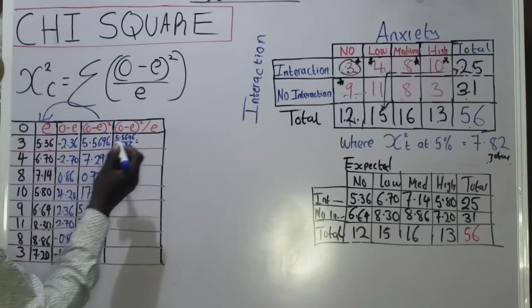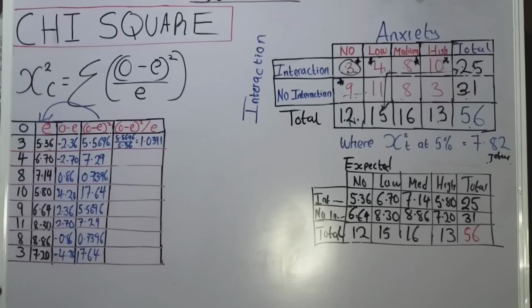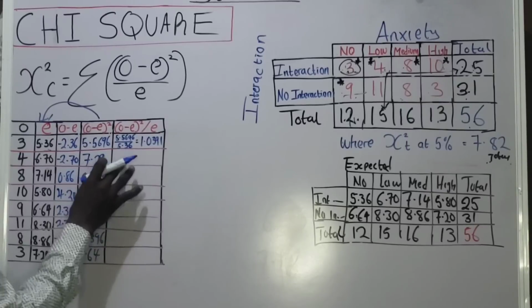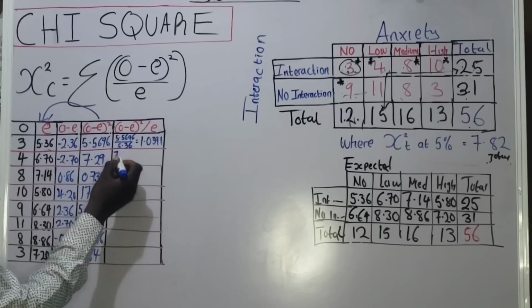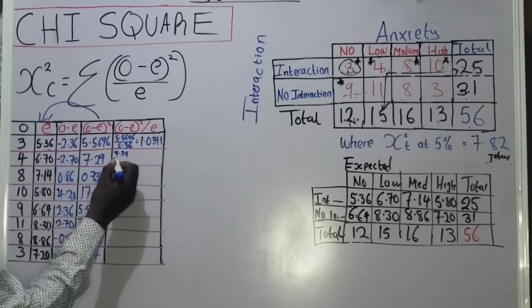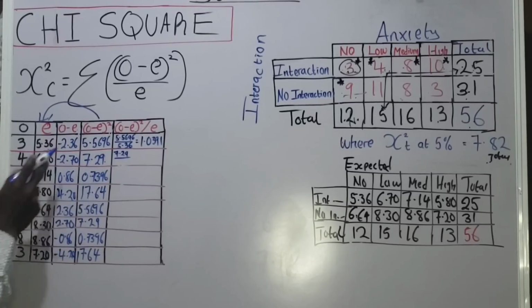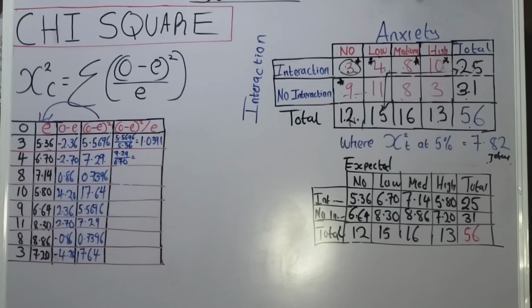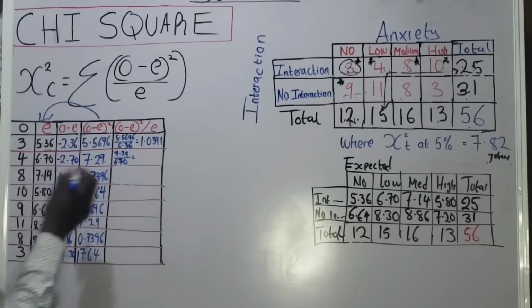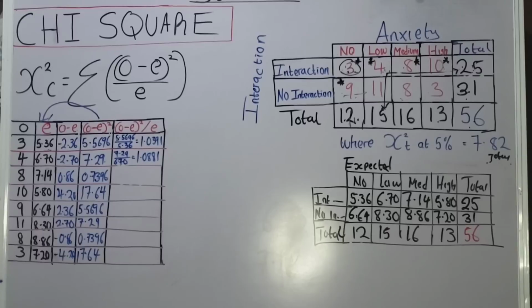1.0391. So here I'm going to have 1.0391. Do you understand? Okay, let's proceed to the second cell. For the second cell, I'm going to have 7.29 all over the expected that corresponds to 7.29, which is 6.70. So here I'm going to have 1.0881. Do you understand? Okay.